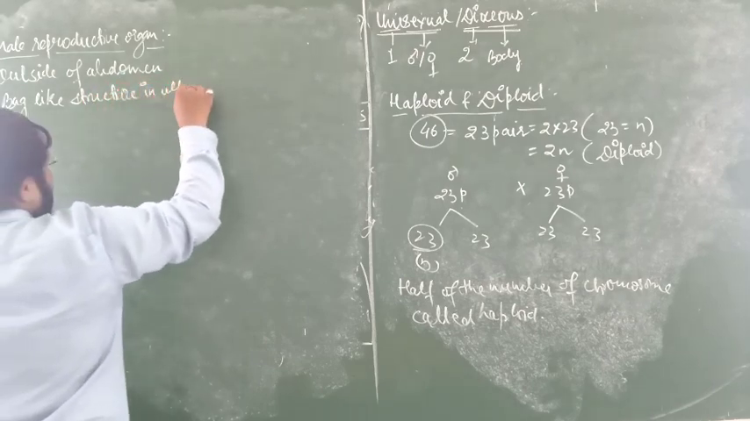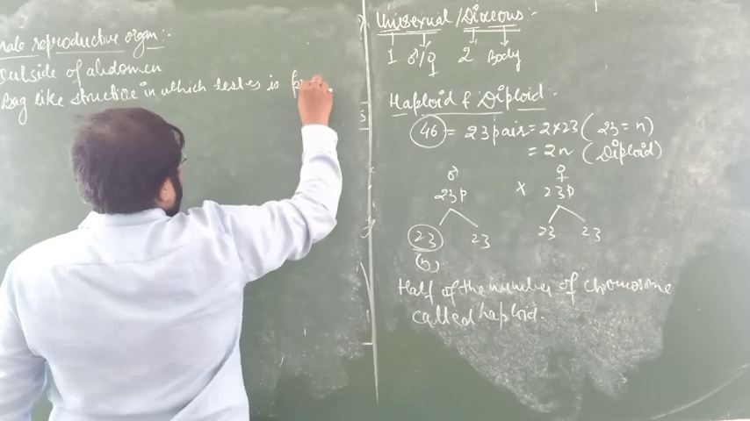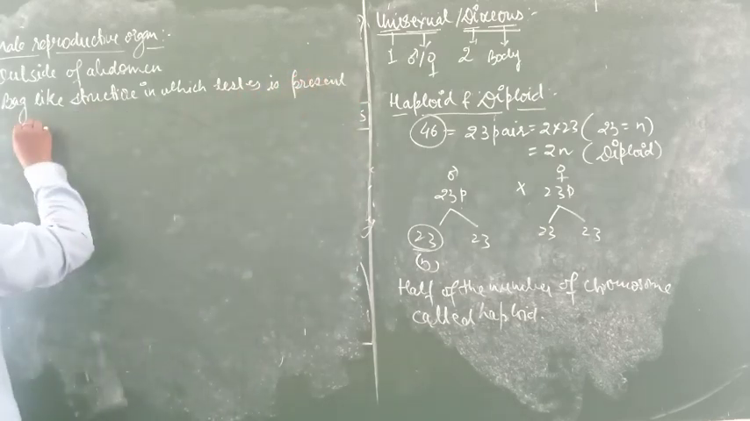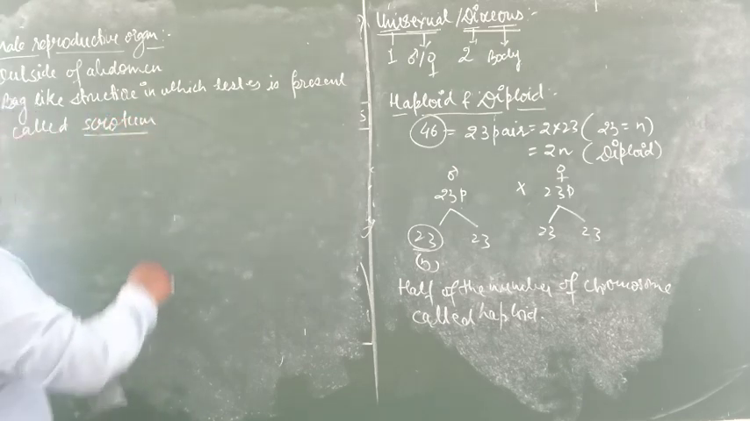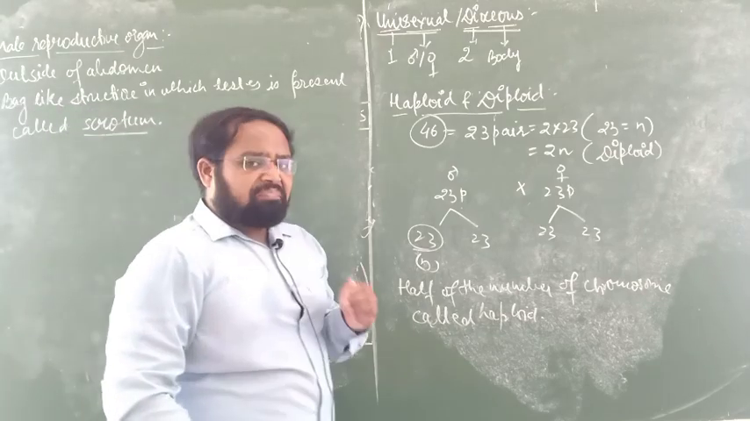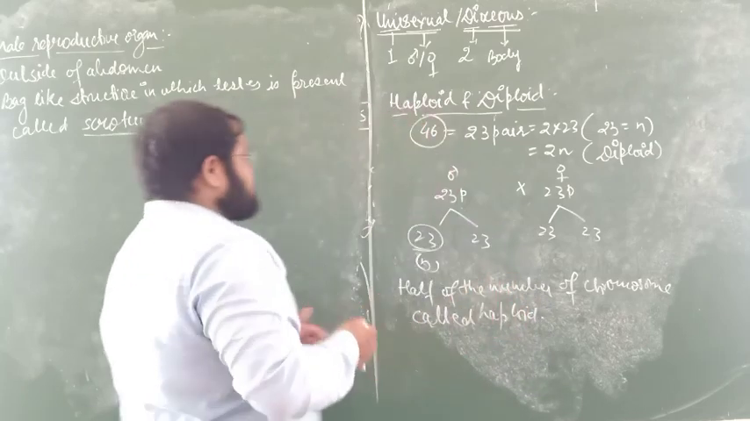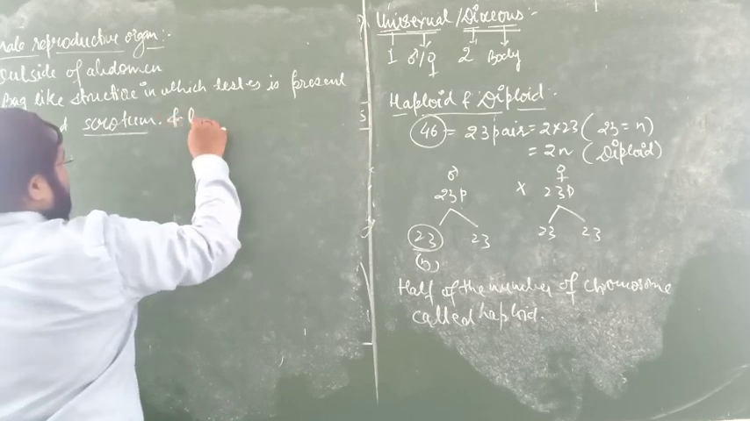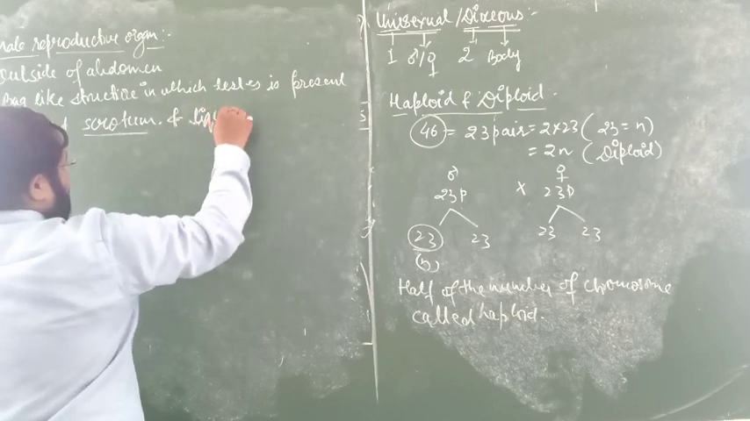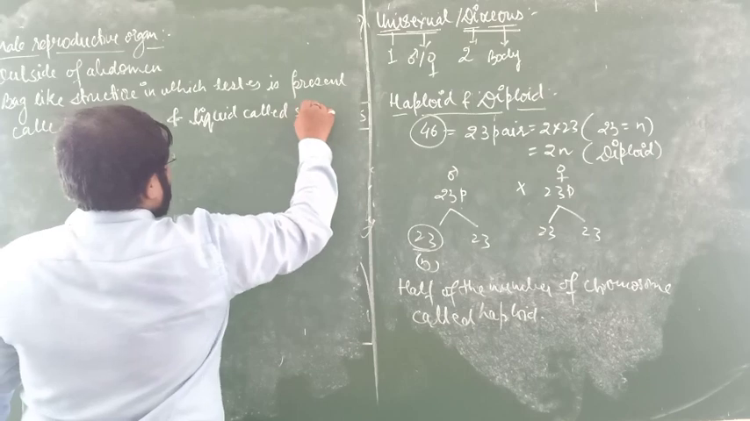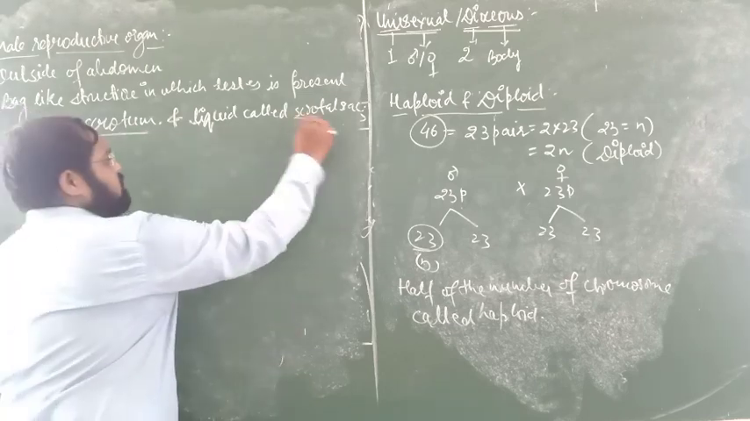in which the testis is present is called the scrotum. This one is important. And the liquid present inside it is called scrotal sac. So these are some points.